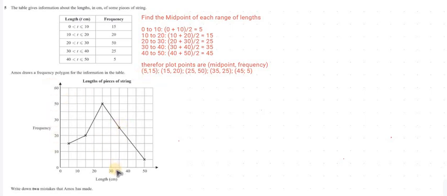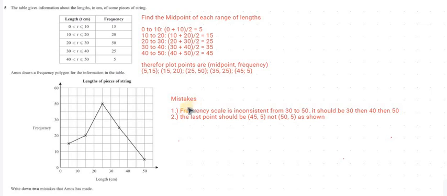And then if we move on, 35 to 25, that's correct. The last one is supposed to be 45 to 5, not 50 to 5. That's wrong, so it's in the wrong position. So those are our 2 issues. Okay, and so those are 2 mistakes outlined.